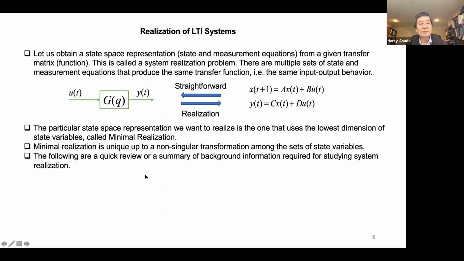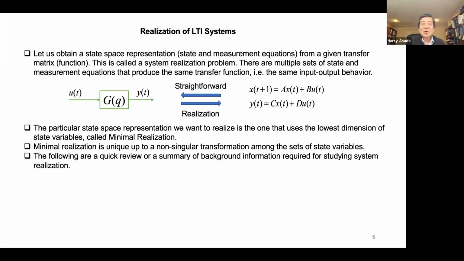And then the good news is that the minimum realization is unique, okay? Up to a non-singular transformation. So state variables can be converted to another set of state variables through some one-to-one non-singular transformations, right? So you can't actually determine that. You only arrive at the unique ones, which is basically up to the non-singular transformation.